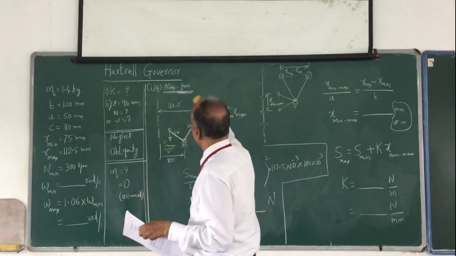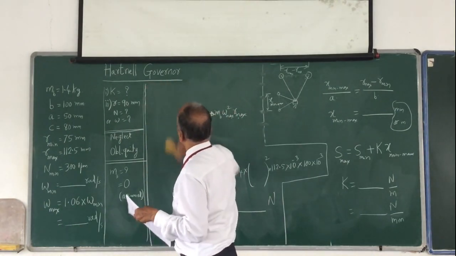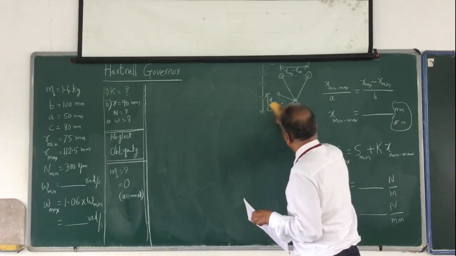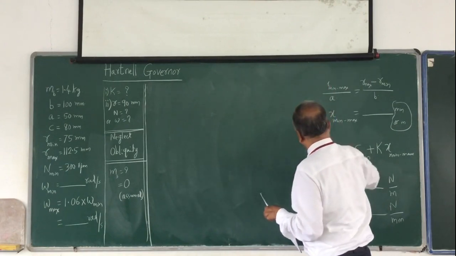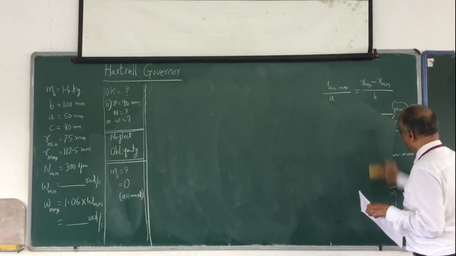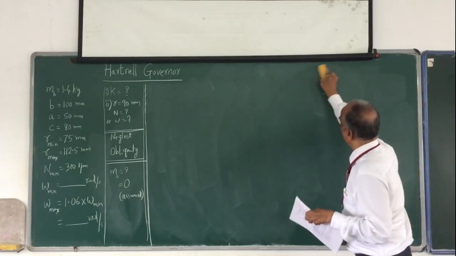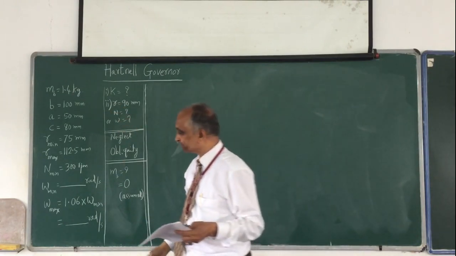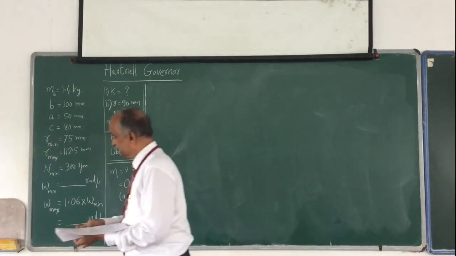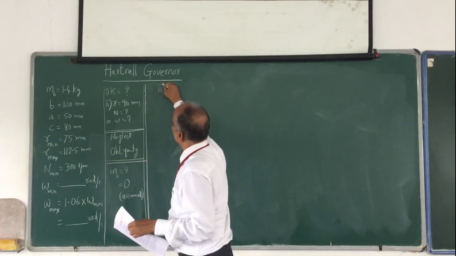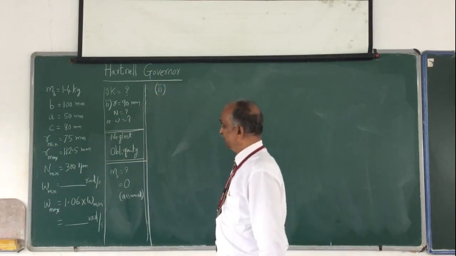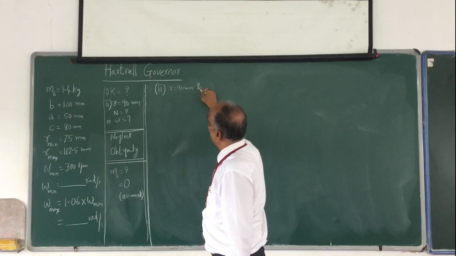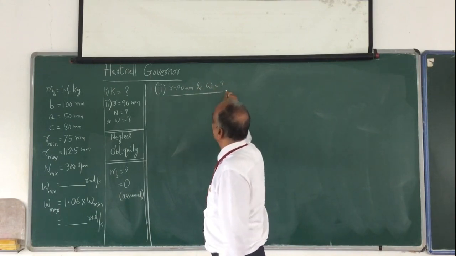Now I have the second part of what is asked in the problem. Please remember, now I know the value of K. I don't know the exact value, but I have demonstrated how to find the K value, and K is known to me, so I will use it for the second part. Coming to the second part, R is equal to 90 mm. And what is omega? This is what is asked.